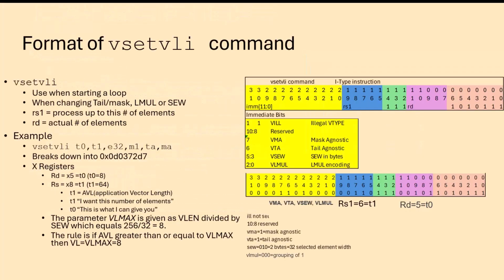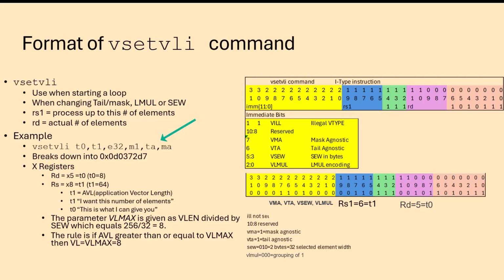The configuration command vsetvli is a key vector instruction, and we'll look at that in some detail. This is used to configure the vector registers. One example is vsetvli t0, t1, e32, m1, ta, ma, which sets an element length of 32 bits as shown in the string, with the grouping factor of 1. That is the parameter m1, with agnostic tail and mask attributes. That's the ta and the ma.